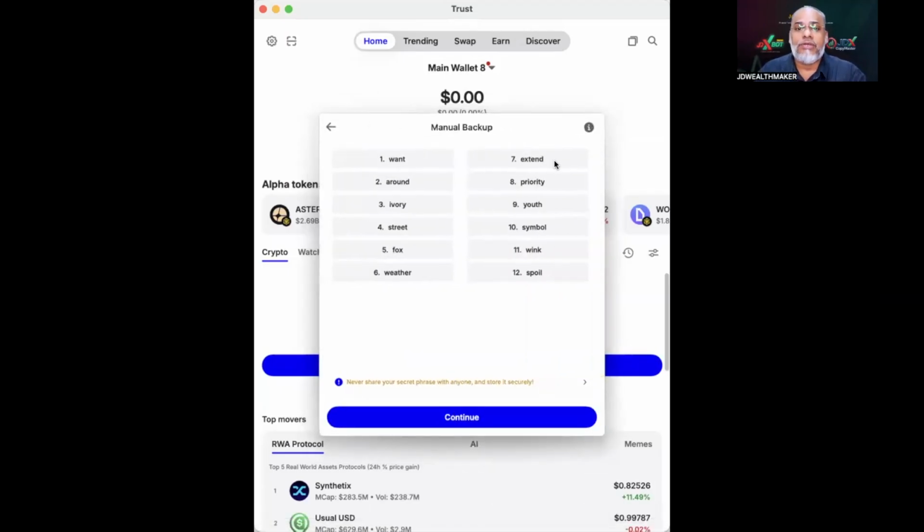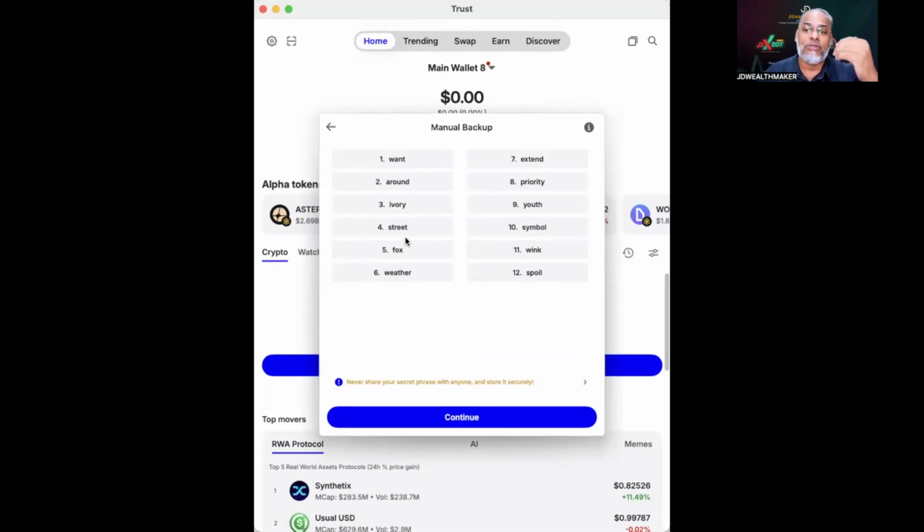Once you continue, can you see that? This is the phrase. Now you are seeing my phrase, so please make sure you don't reveal yours to anyone. You are seeing my phrase and it is fine, because I will delete this later on. If you use my phrase, you can access this wallet, so please be very, very careful. Now you need to do a manual backup. You must write all of this down on a piece of paper.